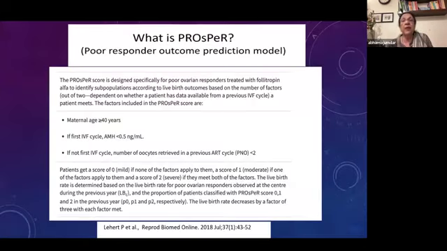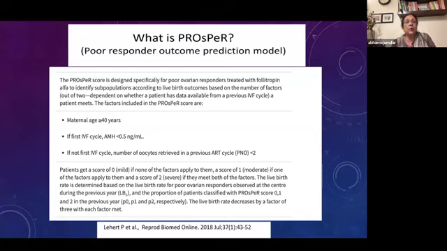So what is PROSPER and what is this prediction model? Patients get a score of 0 if none of the factors apply to them, a score of 1 if one of the factors applies, and a score of 2, like I explained, if they meet both factors. The live birth rate is determined based on the live birth rate for poor ovarian responders observed at the center during the previous year and the proportion of patients classified as PROSPER score 0, 1, 2 in the previous year. The live birth rate decreases by a factor of 3 with each factor met. So it is a score designed specifically for poor ovarian responders treated with FSH, to identify subpopulations according to live birth outcomes based on the number of factors, which are these.